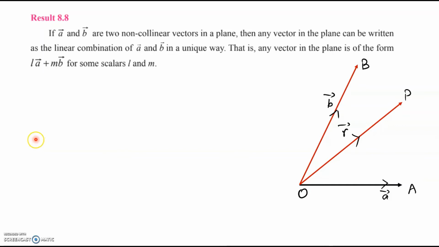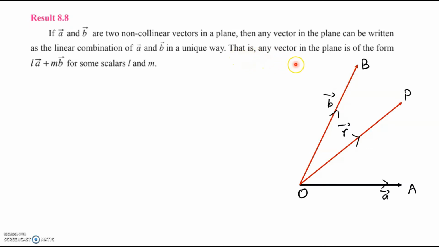Further to my video on resolution of vectors in two dimensions, we will see some extended useful results. This result says if vector A and B are two non-collinear vectors in a plane, then any vector in the plane can be written as the linear combination of vector A and B in a unique way. So any vector, which we're going to show as vector R, can be written in a unique way in terms of vector A and vector B.